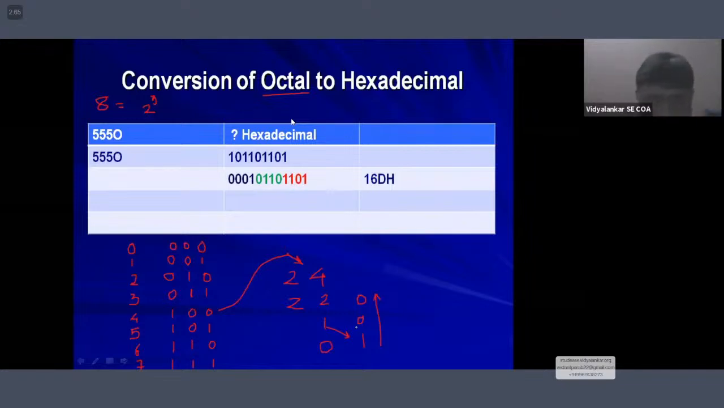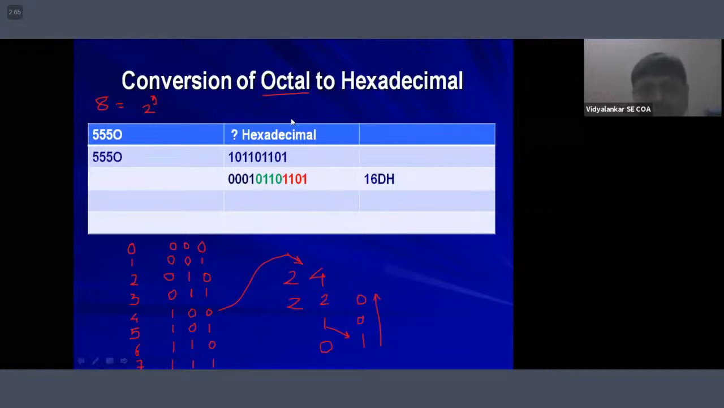Let me go back, because this is one prerequisite for direct conversion. Now I want to convert an octal number into a hexadecimal number, and my octal number is 555. What I will do is represent this octal number 555 in binary using this table.